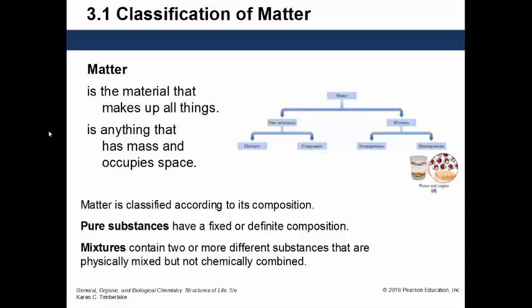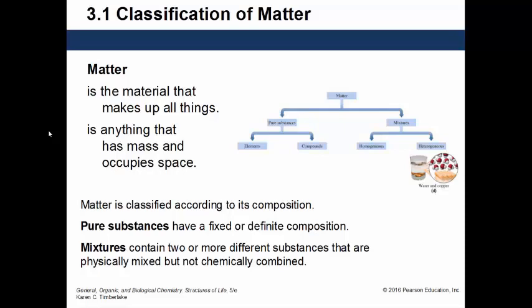Okay, we'll move on to Chapter 3, the classification of matter. Now, matter, something we talked about in a prior chapter, is material that makes up all things. If something takes up space and has mass, it's made up of matter. So anything that takes up space and has any kind of mass is considered to be matter. Now, matter can be classified according to its composition.